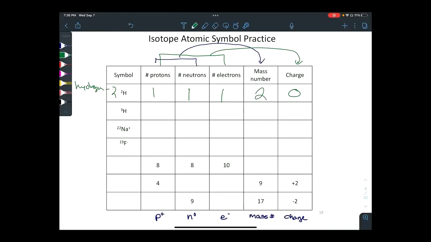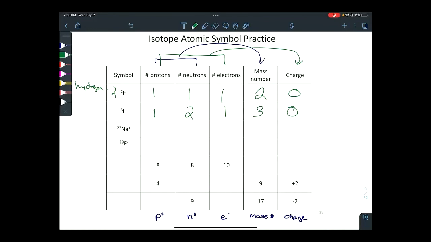All right, the next one, hydrogen 3. So this is tritium. The first one is deuterium. It's just a fancy name for the different isotopes of hydrogen. So since this is hydrogen, we know that there's one proton again. The only difference for this isotope of hydrogen is the mass number. It's still a charge 0. The number of electrons is still 1, but this time there's 2 neutrons in order to give us a mass number of 3. So tritium is the heaviest form of hydrogen.